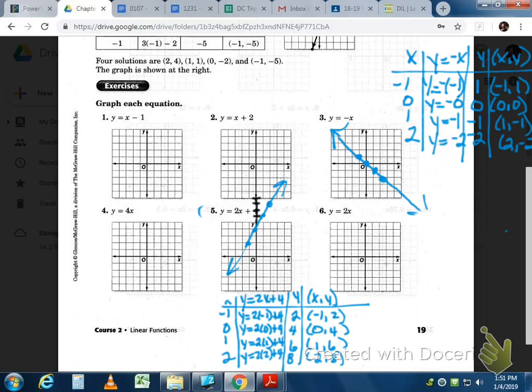Okay, so you're plugging in negative 1, 0, 1, 2 for x and finding the matching y. You got the ordered pairs, and you're going to graph. Okay, questions?